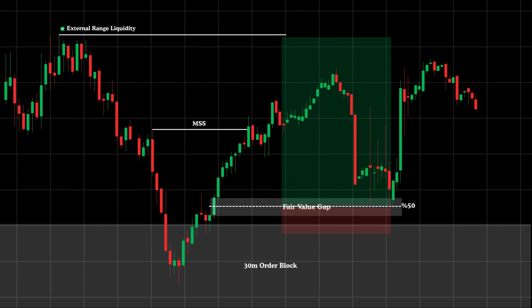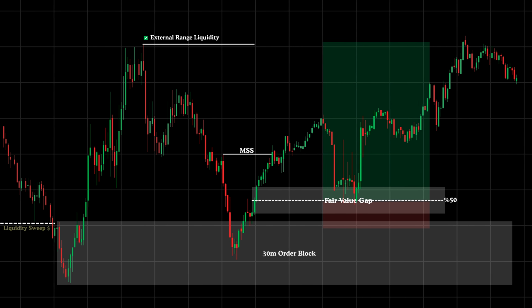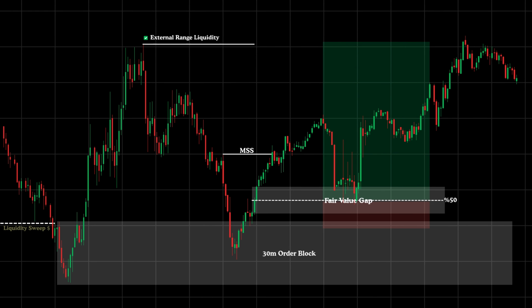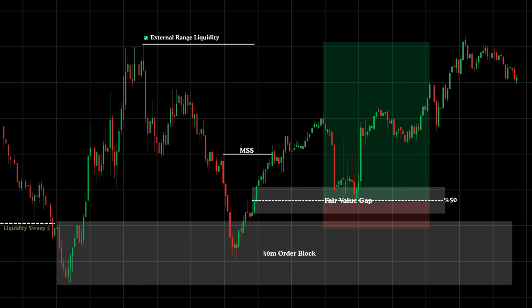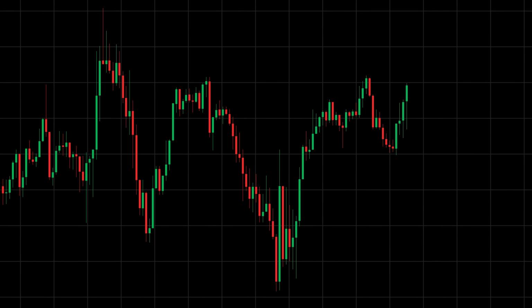As you can see, my long order was triggered, and price reversed upward exactly as anticipated, eventually hitting the take profit. Now, let's move ahead to the next real chart example. Here we have the euro-dollar 30-minute chart on the screen.